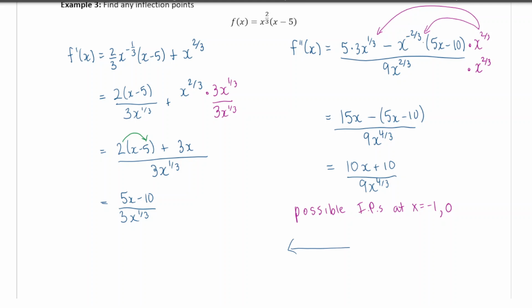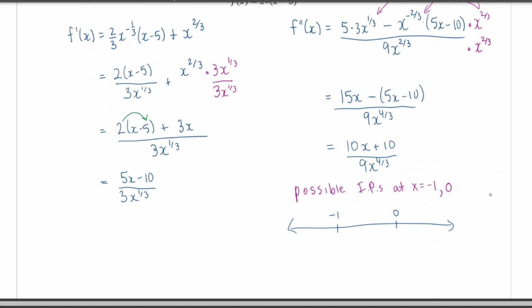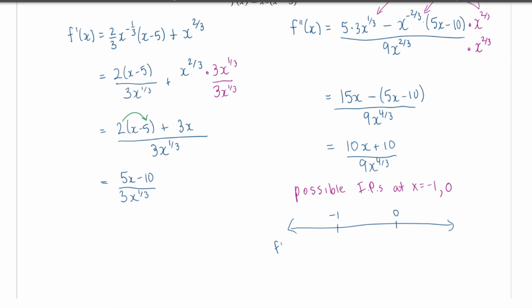So we're going to do a number line here. We're going to test values less than -1, between -1 and 0, and then everything greater than 0. Be strategic when you're testing, because we have a fraction for our second derivative. Let's look at the numerator and the denominator. The denominator is always positive, no matter what x we plug in, because it has an even power. That's nice to know, because I basically don't even have to test it. I just have to test the numerator.